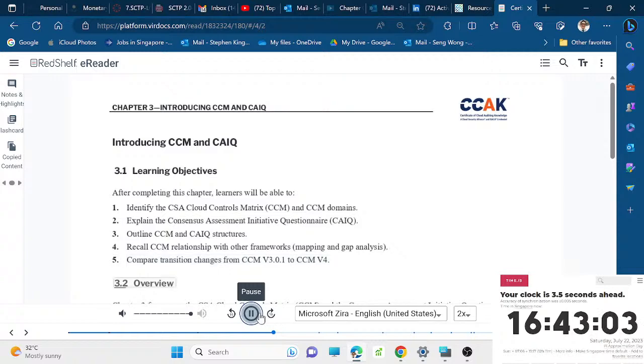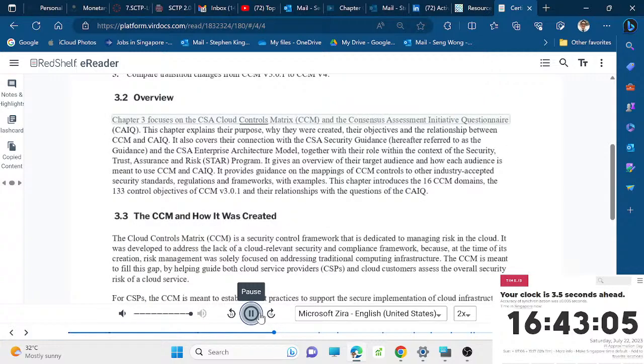3.2 Overview. Chapter 3 focuses on the CSA Cloud Controls Matrix, CCM, and the Consensus Assessment Initiative Questionnaire, CAIQ. This chapter explains their purpose, why they were created, their objectives and the relationship between CCM and CAIQ. It also covers their connection with the CSA Security Guidance, hereafter referred to as the Guidance, and the CSA Enterprise Architecture Model, together with their role within the context of the Security, Trust, Assurance, and Risk program.